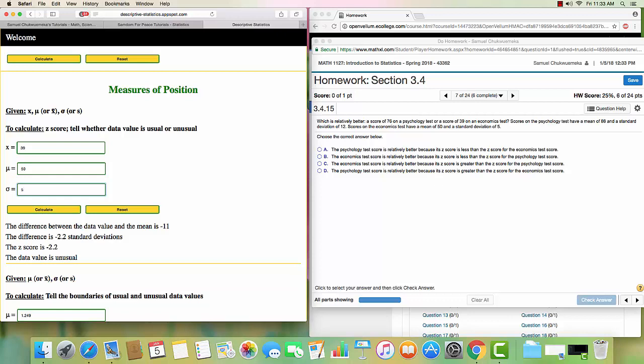-1 and -2.2, which one is greater? We say it's -1. So that means that the psychology test score is better. Okay? Because its z-score is greater than the z-score for the economics. So that would be option D. Option D.